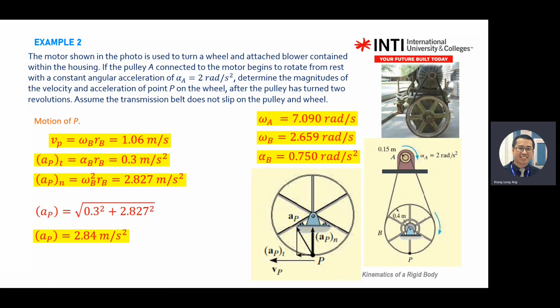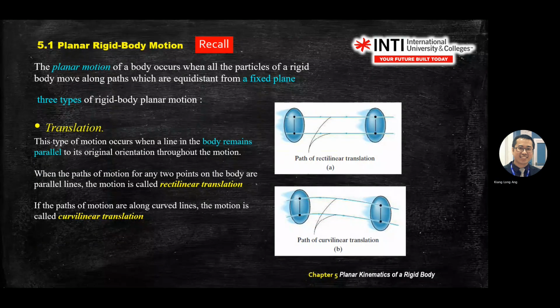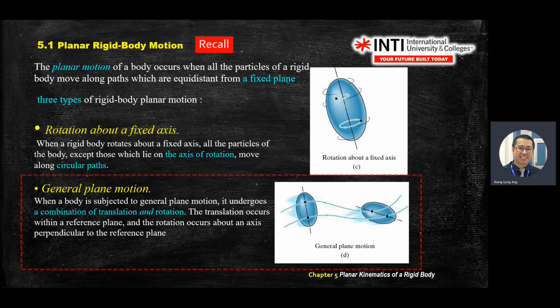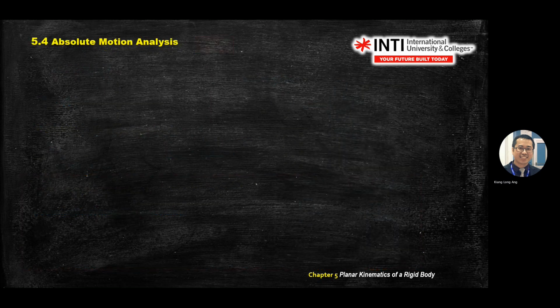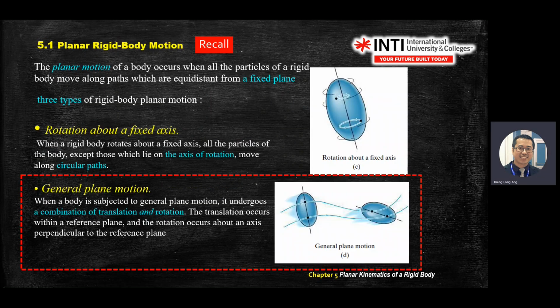We have done a recap on all the equations that we learned for this. We continue from example number 2. Now, recall that for a rigid body, we have 3 types of motion: translation, rotation, and general plane motion. Translation has 2 types, rectilinear and curvilinear translation. Now, we are looking at general plane motion.